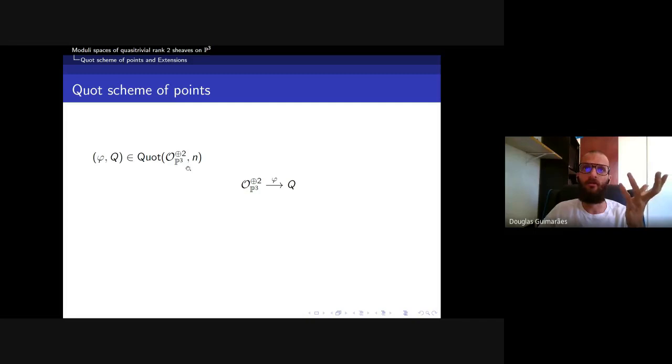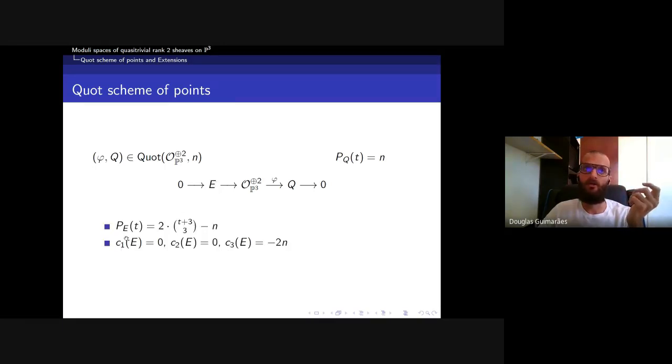So to say that it's a quotient means that this morphism is surjective, and the Hilbert polynomial of Q is just equal to n. What we can do now is consider the kernel of this map, and let me call this E. With this E, we can compute its Hilbert polynomial and Chern classes, and we see that C1 equals 0, C2 equals 0, and C3 equals minus 2n, exactly like we wanted.